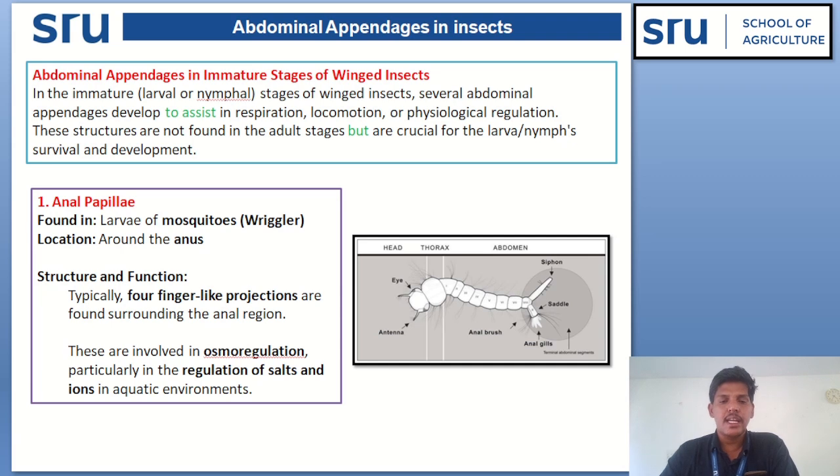It is there in larvae of mosquito, that is, anal papillae are there around the anal region. See its structure and function. Typically, four finger-like projections are found surrounding the anal region; these are the anal papillae. They are involved in osmoregulation, particularly in the regulation of salt and ions in an aquatic environment.